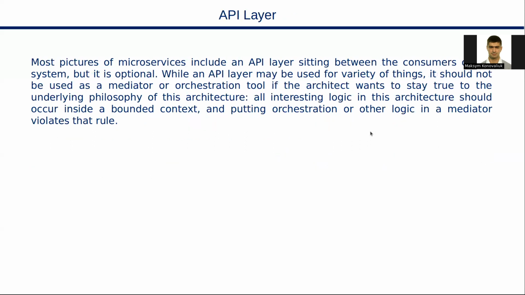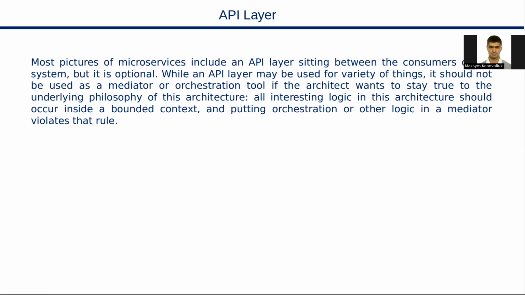Next, it is the API layer, which is also relevant when we're talking about the microservice architecture. Most pictures of microservices include an API layer sitting between the consumers and the system, but it is optional. Pay attention to this, because maybe you see a lot of images on the internet, or you will take some courses, and you will notice that in most cases there is an API layer. Note that it can be there, but it can also be absent; it's an option.